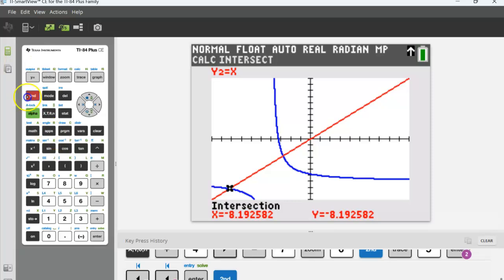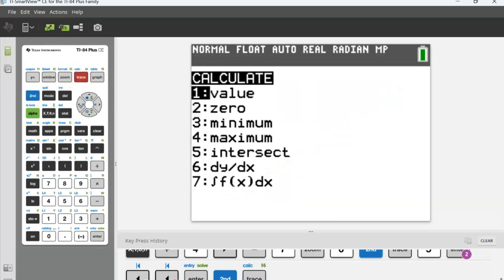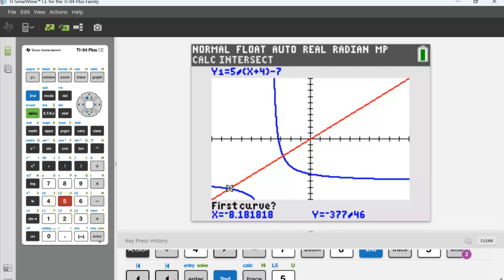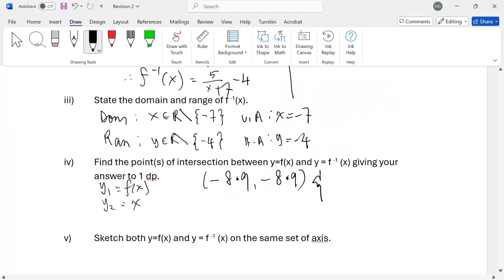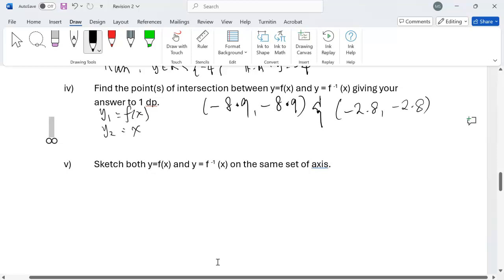All right, second, calculate number 5, first curve, enter. Second curve, enter, but this time I'm just going to push it closer to the second intersection, enter, and I get -2.8. All right, -2.8 and -2.8 comma -2.8. So we have two, and you are supposed to sketch the graph.